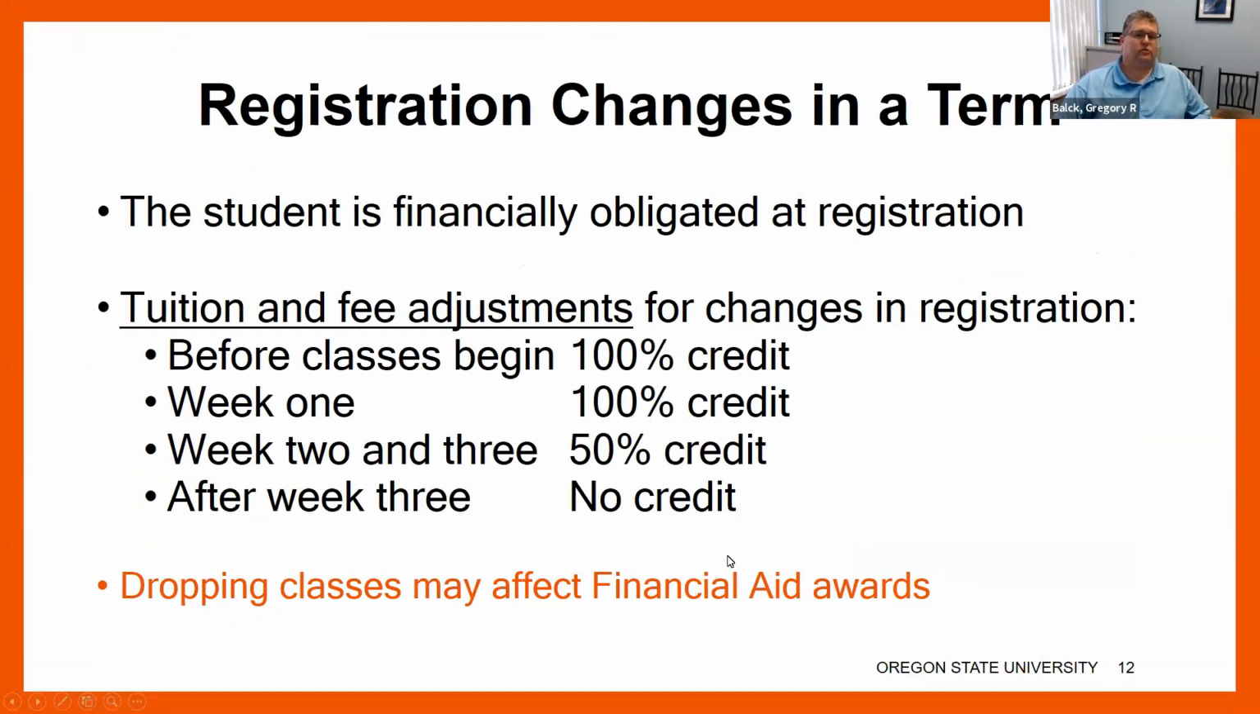Now, registration changes in a term. This is something that's important to understand. The student is financially obligated at time of registration, but they can change their schedule before classes begin and receive 100% credit. They can change their schedule all the way through the end of week 1 and also receive 100% credit. After week 1, so during week 2 and week 3, they receive a 50% credit for any classes that you drop. And after week 3, there is no refund issued, no credit.